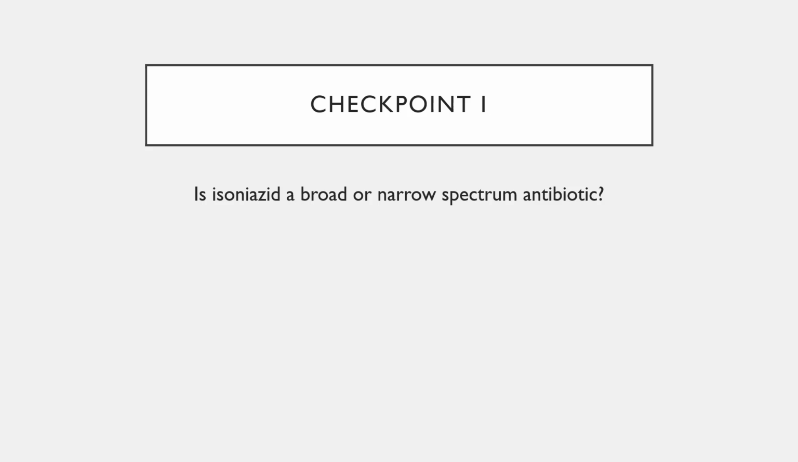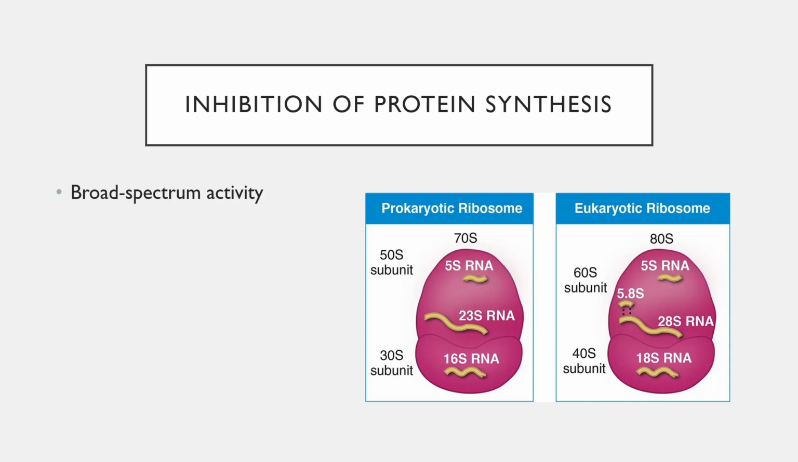Next, we have another category of inhibition, which is inhibition of protein synthesis. Drugs that inhibit the protein synthesis of bacteria exhibit broad spectrum activity because the ribosomes in all bacteria have roughly the same structure. And so that means that these types of drugs work across broad classes of microbes. However, there are two different categories of protein synthesis inhibiting antibiotics.